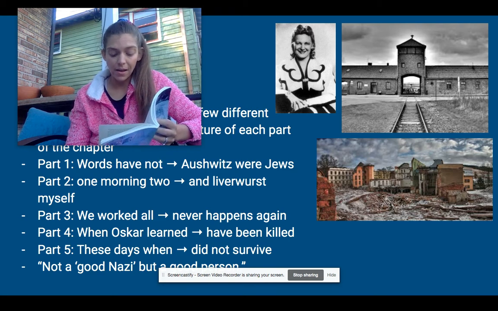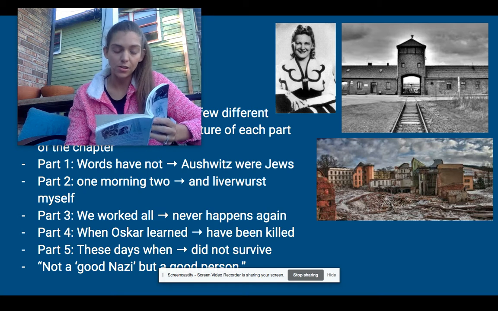Some people did try to escape, young people in particular who had the strength to run away.